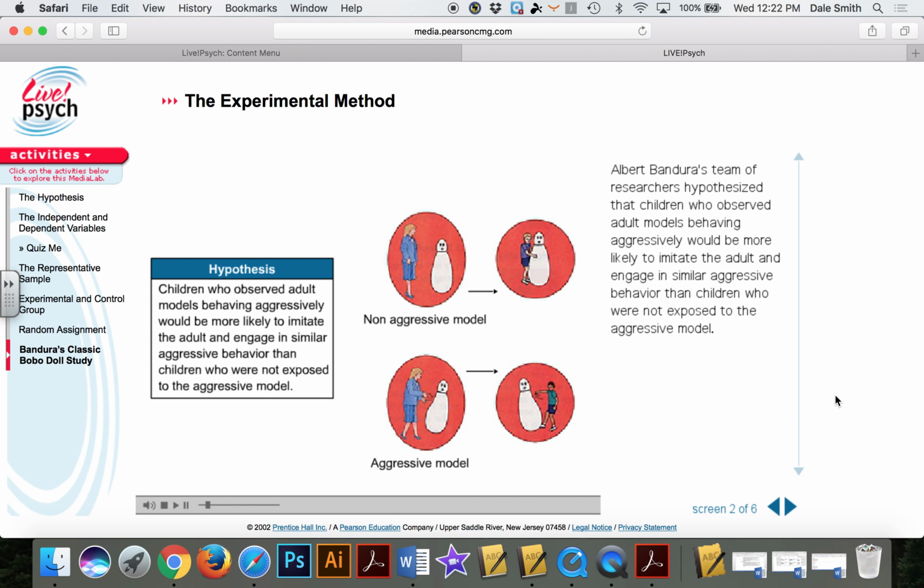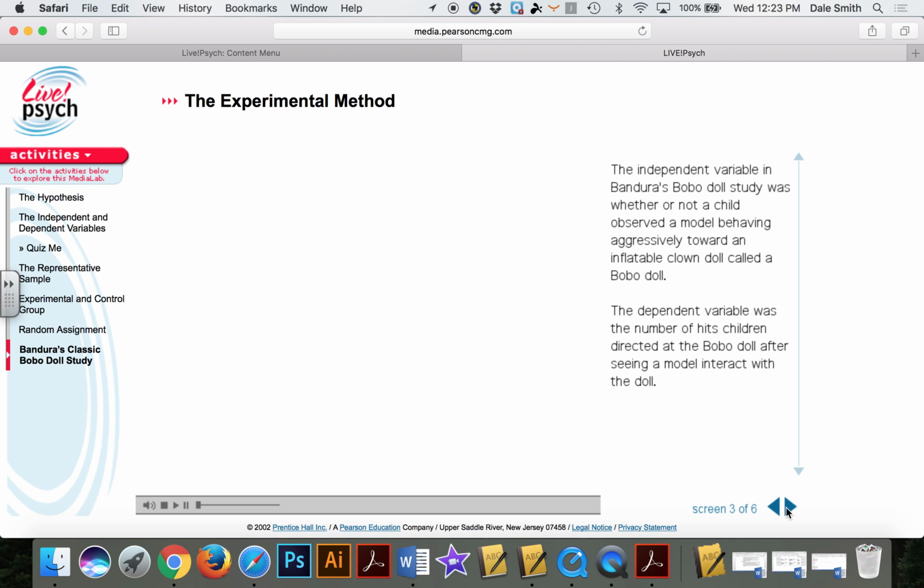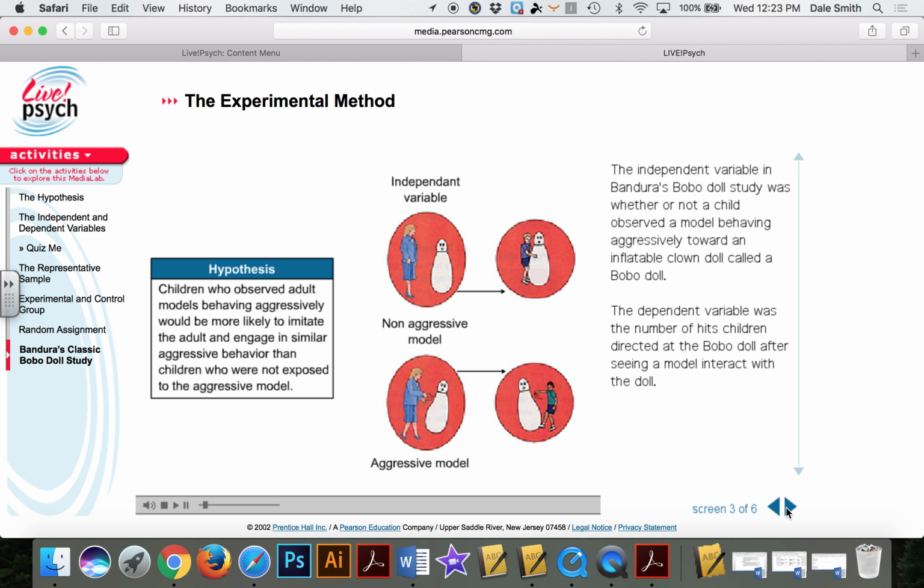Albert Bandura's team of researchers hypothesized that children who observed adult models behaving aggressively would be more likely to imitate the adult and engage in similar aggressive behavior than children who were not exposed to the aggressive model. The independent variable in Bandura's Bobo doll study was whether or not a child observed a model behaving aggressively toward an inflatable clown doll called a Bobo doll. The dependent variable was the number of hits children directed at the Bobo doll after seeing a model interact with the doll.